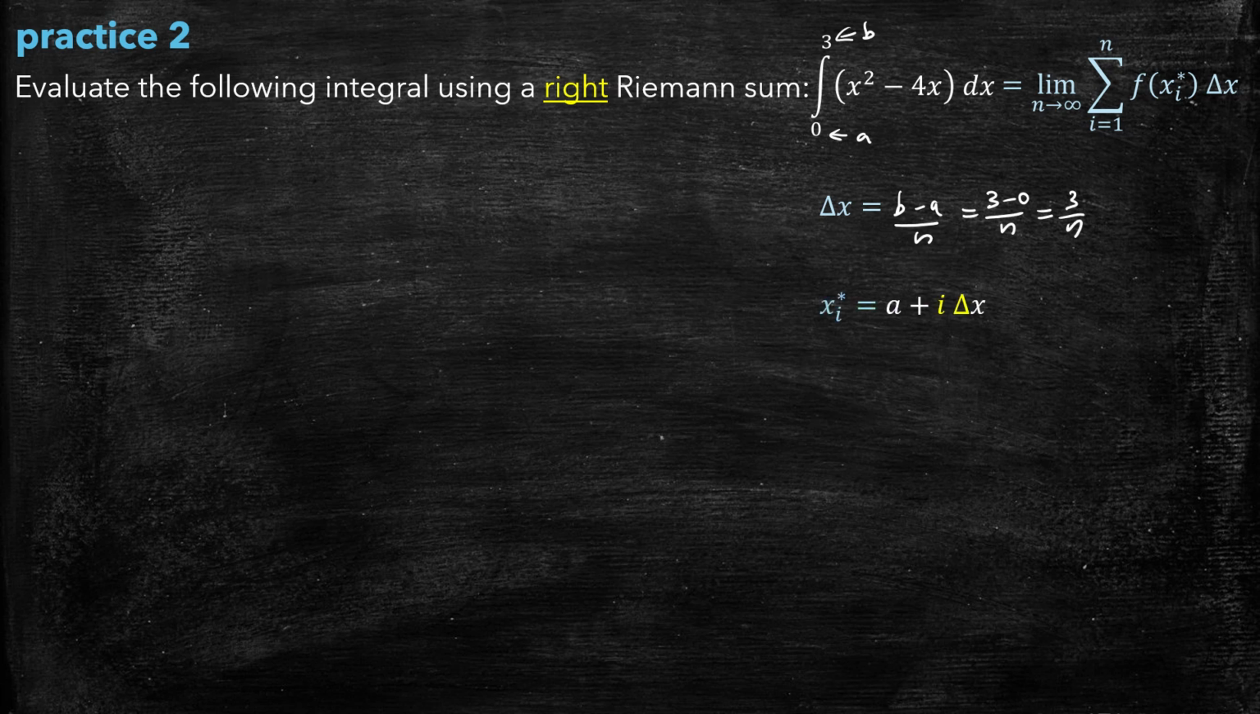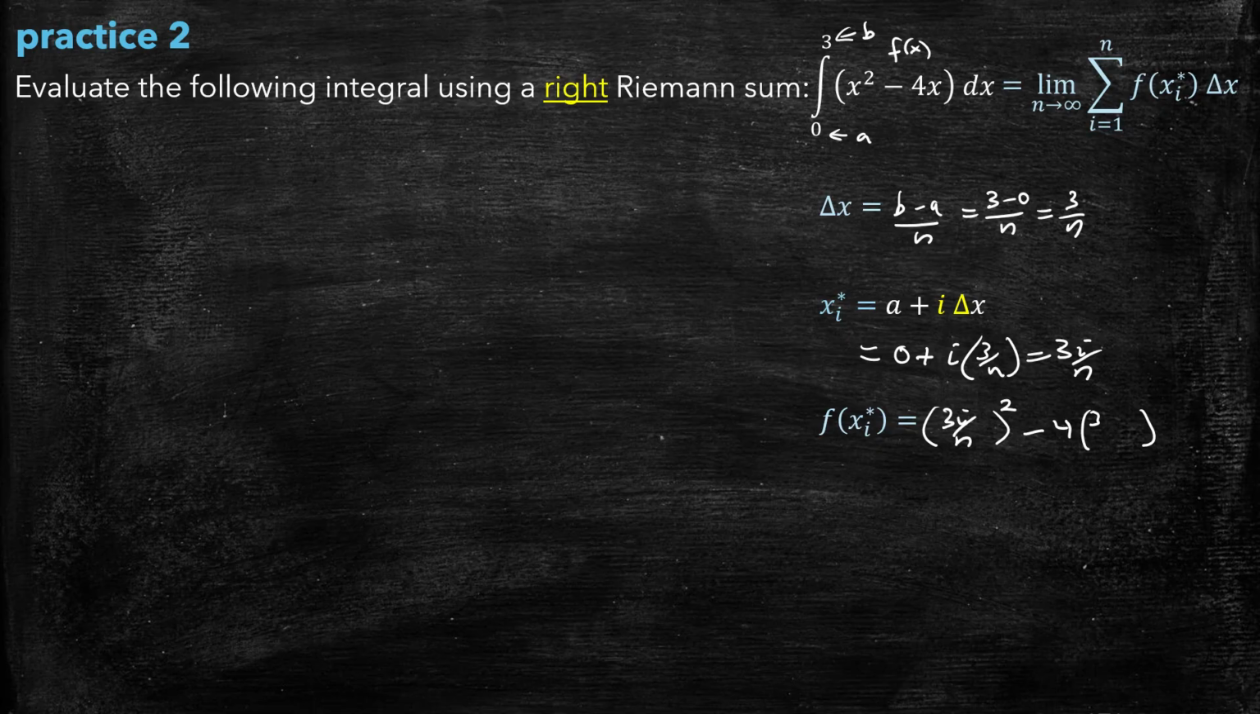Xi star for a right Riemann sum is a plus i delta x, right? A lot simpler. a is 0, as we just established, and delta x is 3 over n. So we could say that's 3i over n more simply. And then now we just have to put 3i over n into f of x. Now, f of x is x squared minus 4x. So whatever you put into f, you're going to square it, and you're going to subtract 4 times that amount. And we have 3i over n to put in there. So that becomes 9i squared over n squared minus 12i over n.